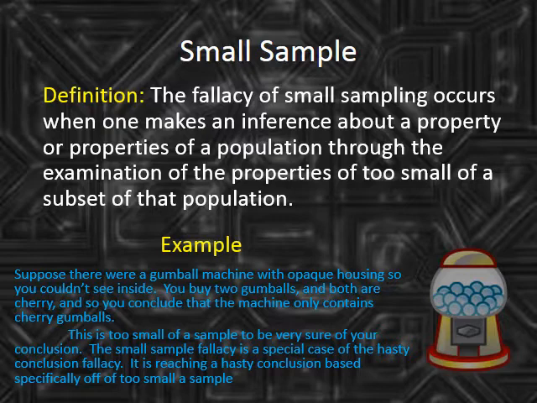It is also worth mentioning that reaching a conclusion based on too small of a sample is a subset of a broader fallacy type. Can you think of which one it is? You can pause to consider the question if you wish. The broader fallacy type is hasty conclusion. You sample 2 gumballs and reach the hasty conclusion that the gumball machine contains only 1 flavor of gumball.